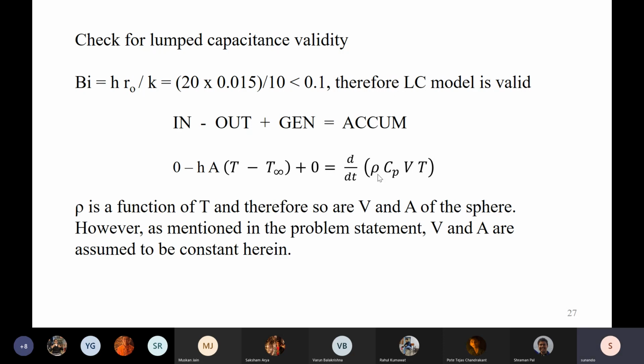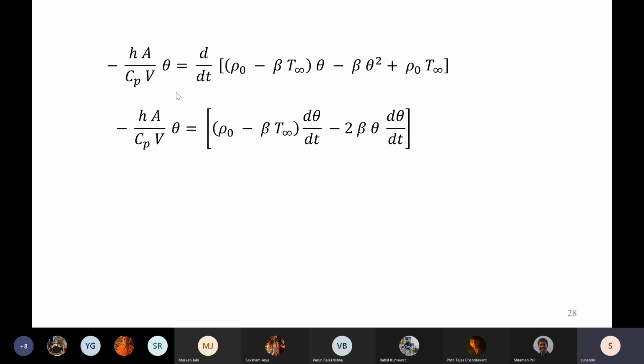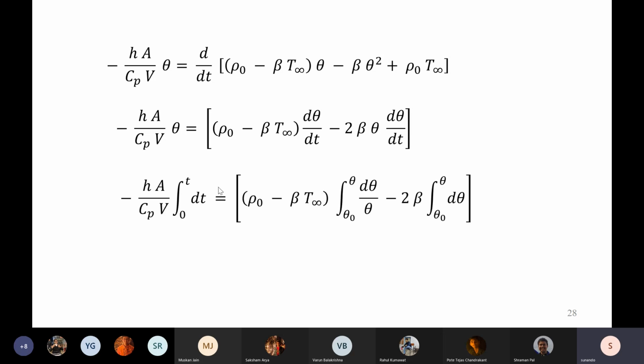Now, rho is a function of temperature, and if rho is a function of temperature, then V and A could also be functions of temperature, but for the first-generation approximation we keep them constant. So we define a new theta, and we write the governing equation with the temperature dependent term embedded in here. This theta is nothing but the temperature difference, and this is a compact equation which I should be able to integrate.